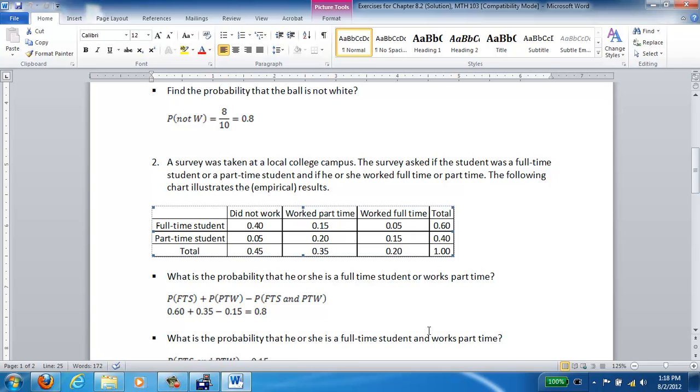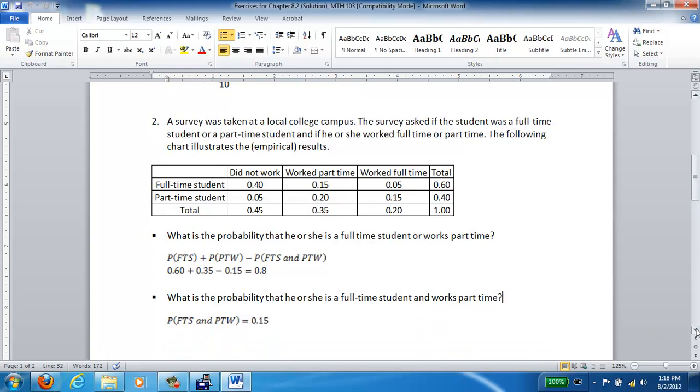Question number 2, we have the word and. And means both. So in this case, if you have the word and, you check inside the table. So what is the probability that he or she is a full-time student and works part-time? This is going to be the answer directly, 0.15.